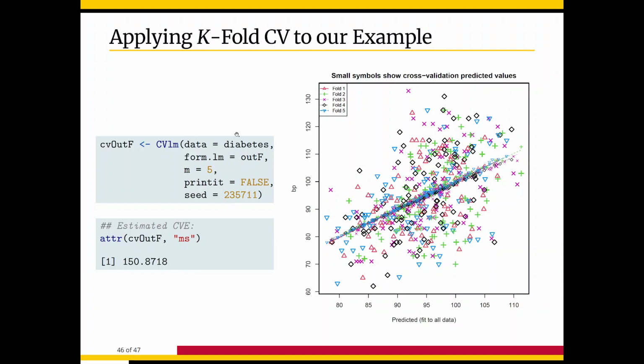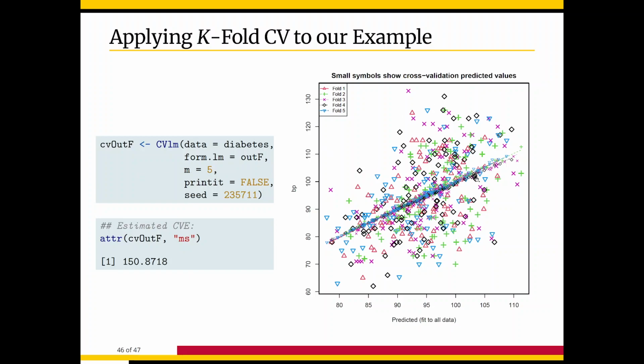And because we're going to run this procedure twice, once for the full model and once for the restricted model, if we want the comparison to be fair, we need to make sure we're splitting the data in the same way. So we have to set the seed here. Once we run this, it'll go quite quickly.